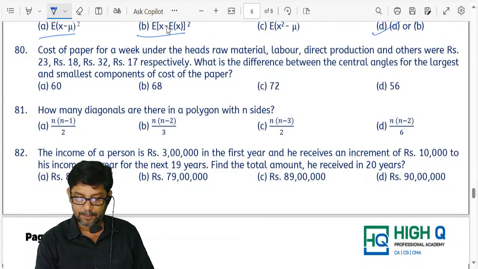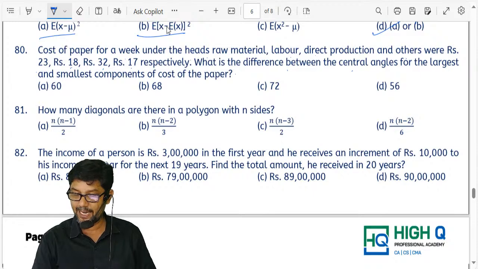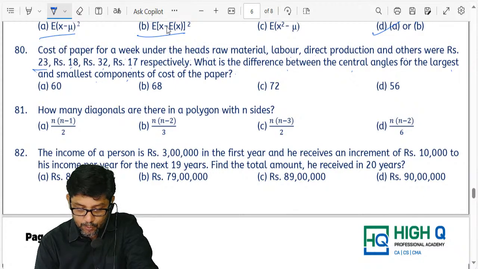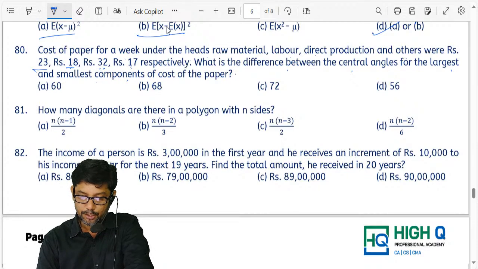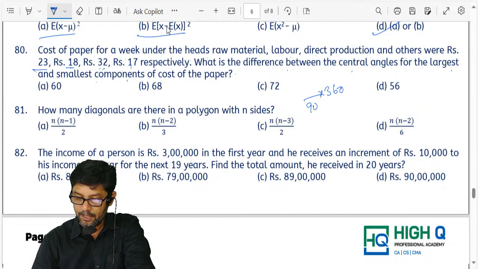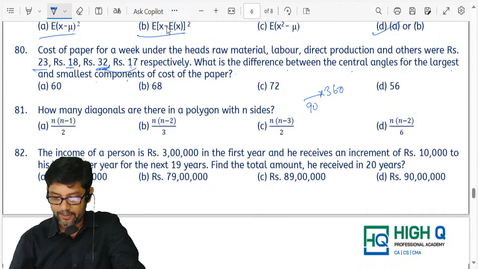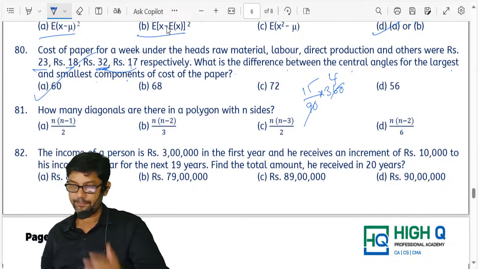Now, cost of paper for a week under the heads of raw material, labor, direct production and others were 23, 18, 32, 17 respectively. What is the difference between the central angle for the largest and the smallest components of cost of the paper? First, let us add 23 plus 18, 41. 41 plus 32, 73, plus 17, 90. So 90 into 360. Now, largest and the smallest component. What is largest? 32 and 17. What is the difference in 32 and 17? 15. So answer is 60. Next.